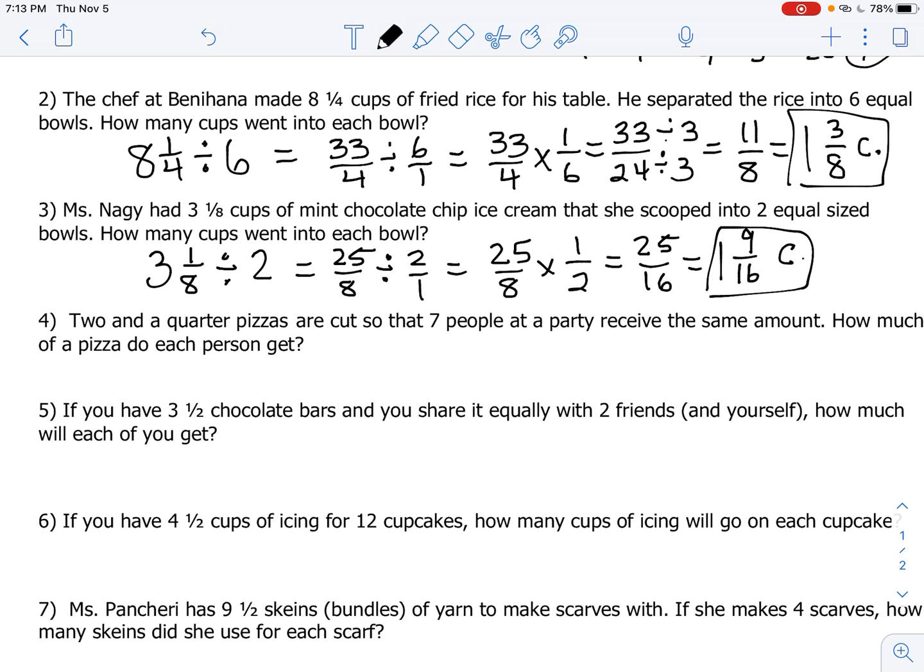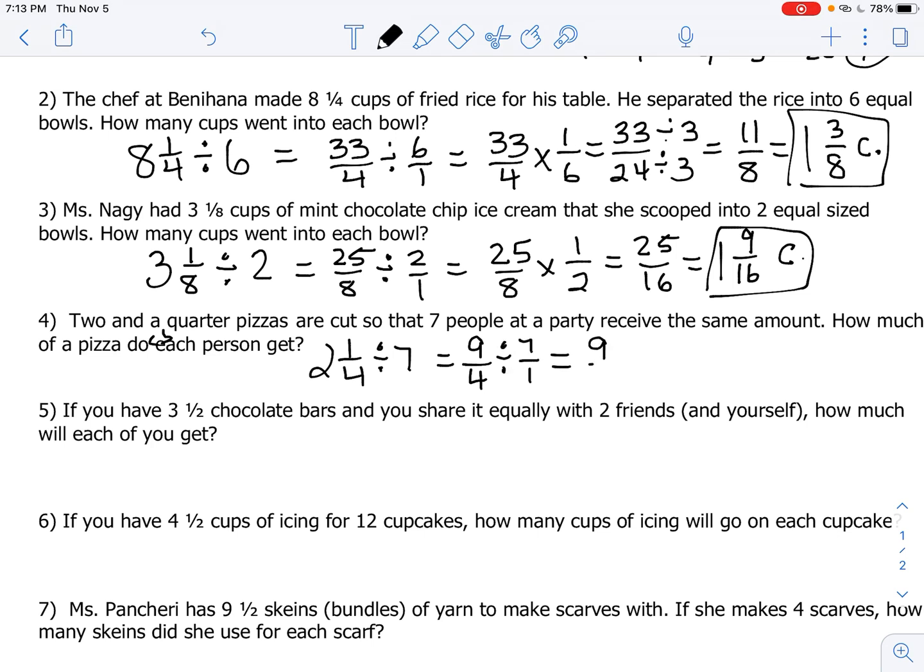Number 4, 2 1/4 pizzas are cut so that 7 people at a party receive the same amount. How much of a pizza does each person get? So we're going to take our 2 1/4 pizzas. We're going to split it amongst 7 people. So let's switch that mixed number into an improper fraction. 4 times 2 is 8, plus 1 is 9, so that's 9/4. And we're going to divide that by 7/1.